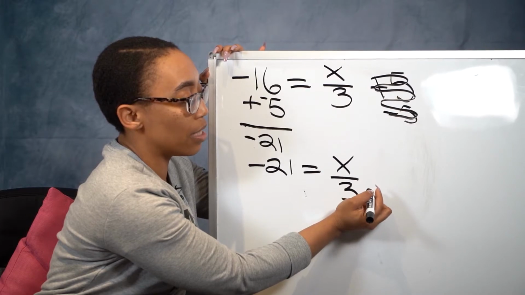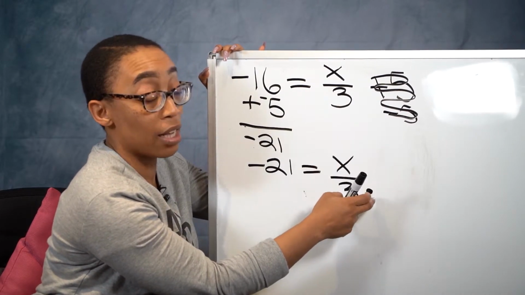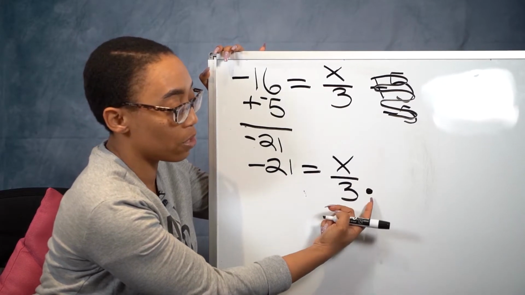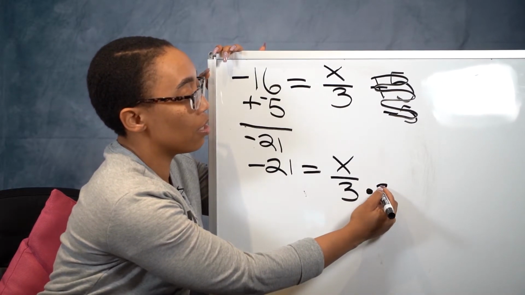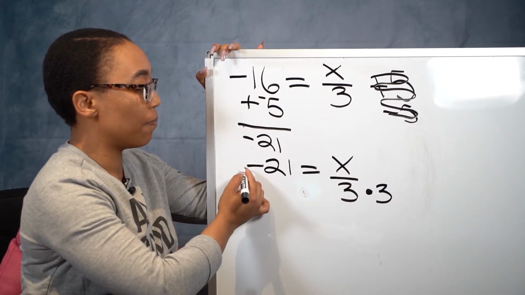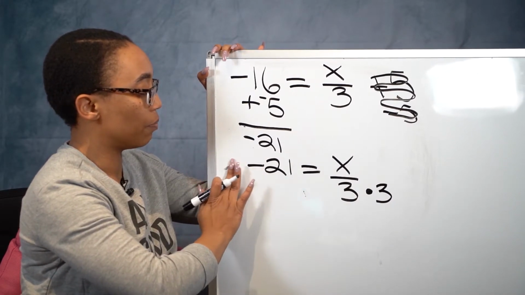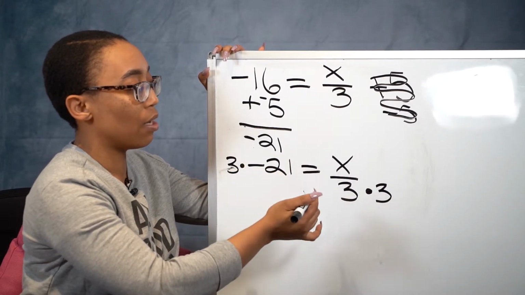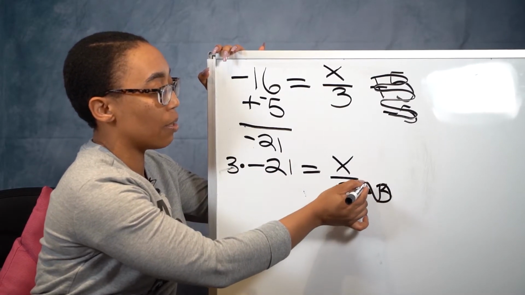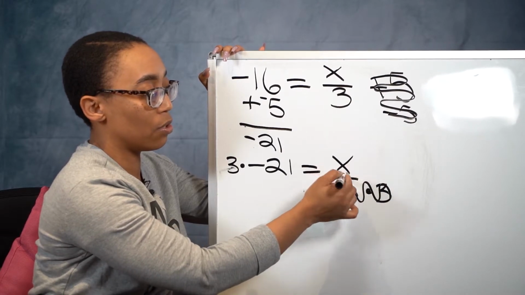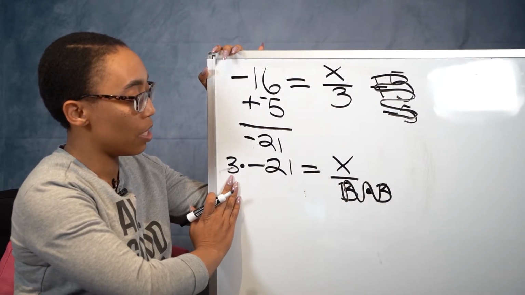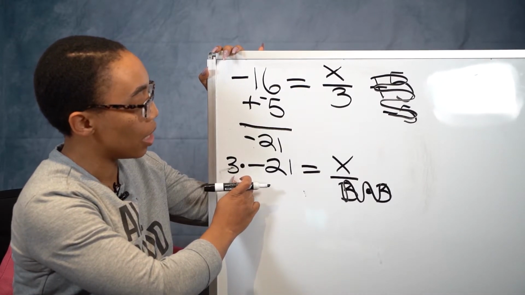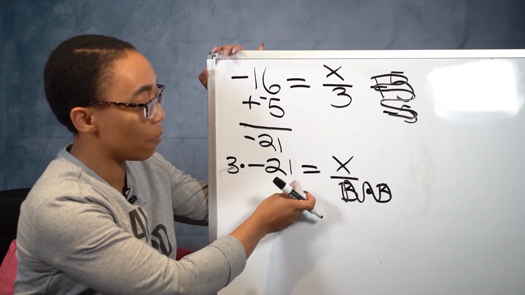So remember, we're going to use the dot because that's another symbol for multiplication. But since our variable is x, we don't want to get confused. So we're just using the dot for multiplication. So multiply by 3. Okay. These end up canceling out. So we just leave with the x. So then we need to multiply this over here. So we have 3 times negative 21.